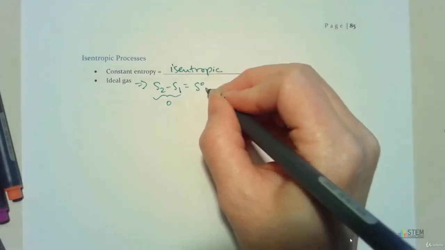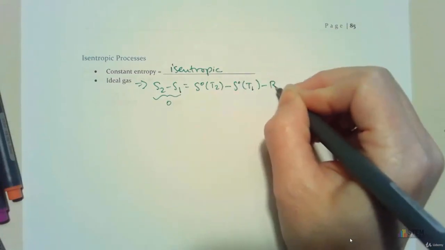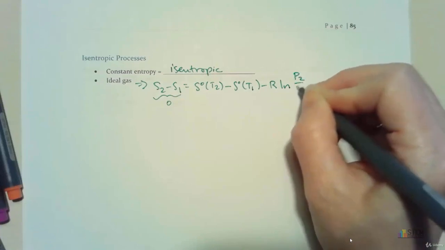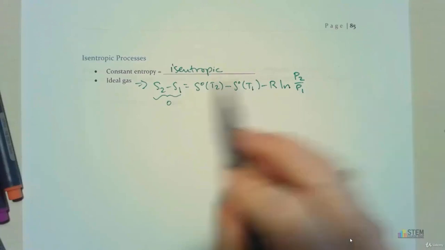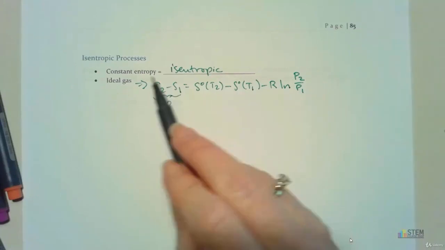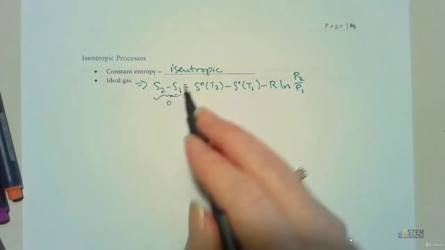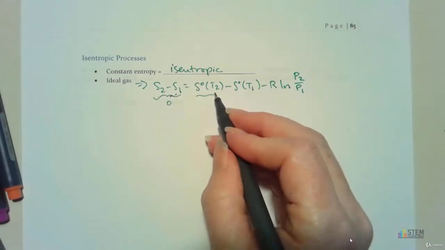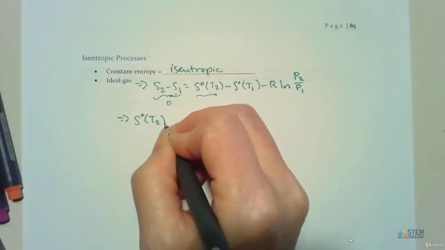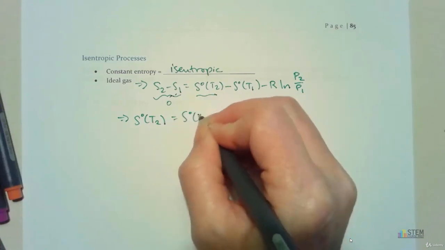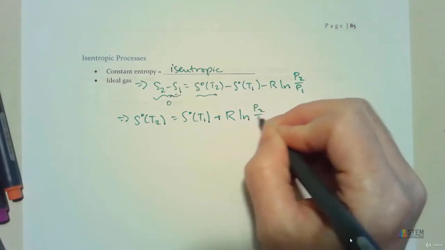That's got to equal the s degree at T2 minus s degree at T1 minus R times natural log of P2 over P1. Alright, so if that's the case, if this equals 0, because we're only dealing with isentropic processes here and we always have constant entropy, that's going to be 0. Let's go ahead and solve this equation for this term here. So we have s degree at T2 equals s degree at T1 plus R times the natural log of P2 over P1.